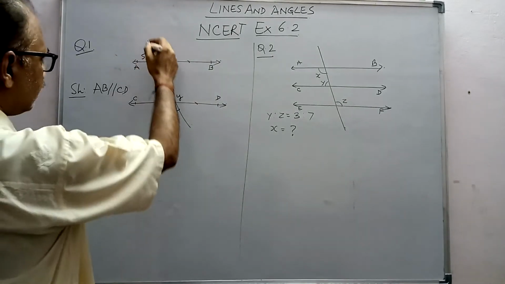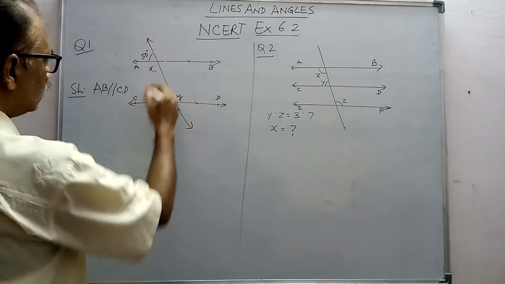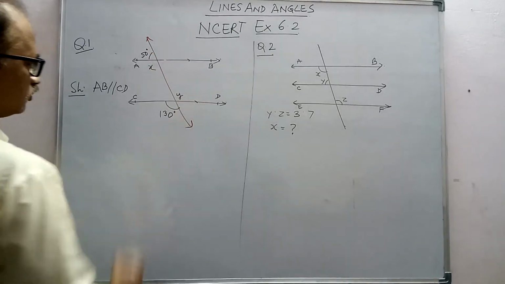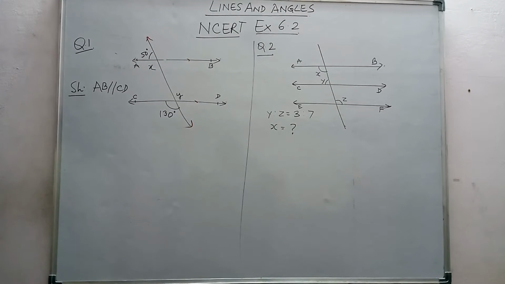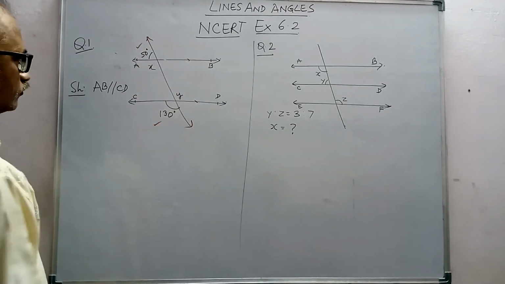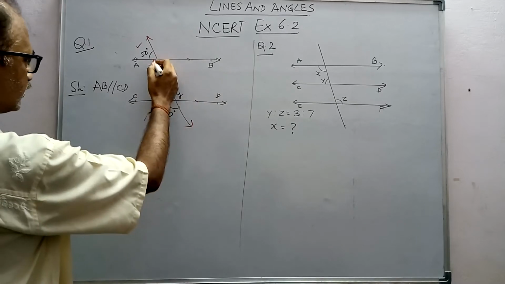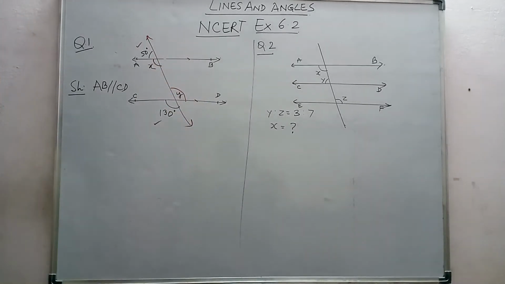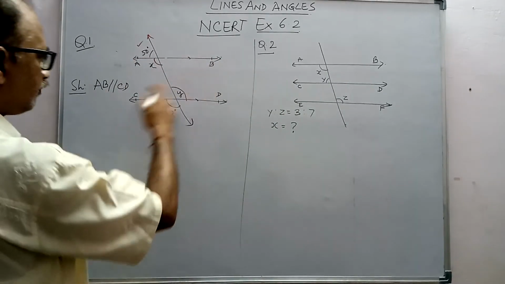They are intersected by a transversal, which is making angles here 50 degrees, here X, here Y, and here 130. So you see these angles are given, 50 degrees and 130 degrees. This angle is X, this angle is Y. And you have to show that the lines AB and CD are parallel.